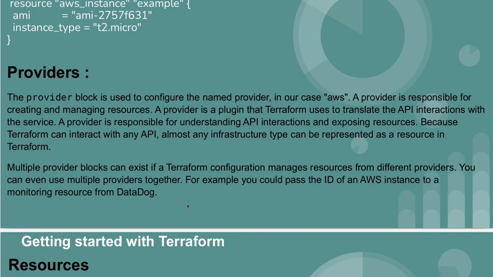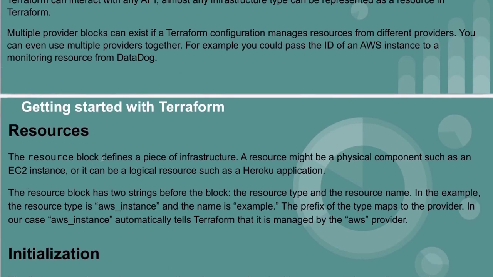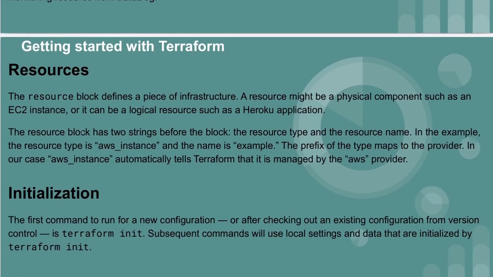And what are resources? The resource block defines a piece of infrastructure. Resources means whatever EC2, VPC, S3, whatever resources you are going to create in your AWS account. A resource might be a physical component such as an EC2 instance, or it can be a logical resource such as a hierarchy application. The resource block has two strings before the block: the resource type and the resource name.